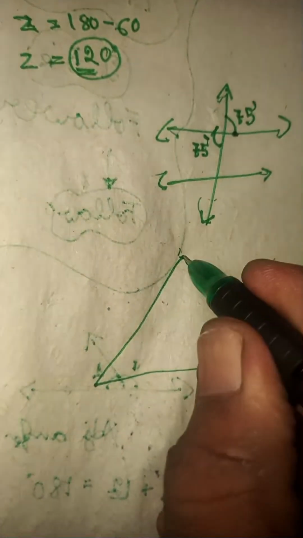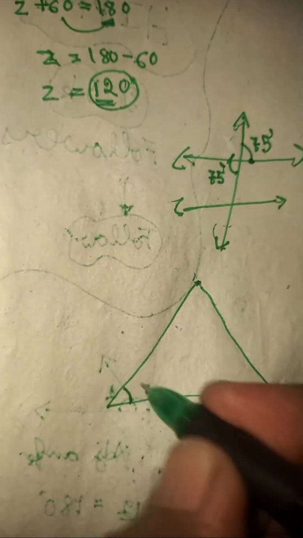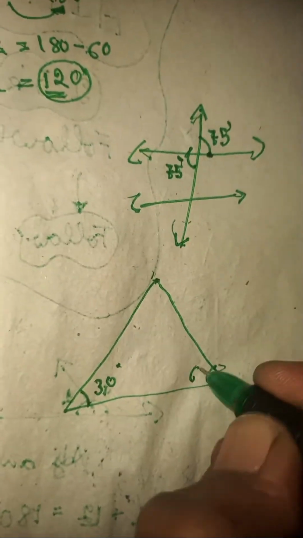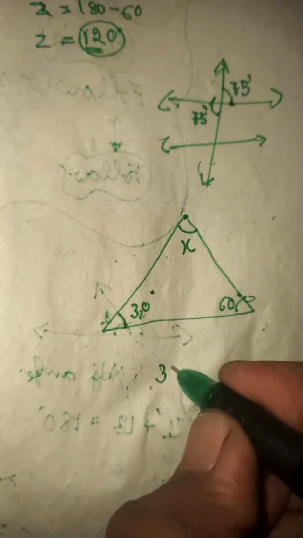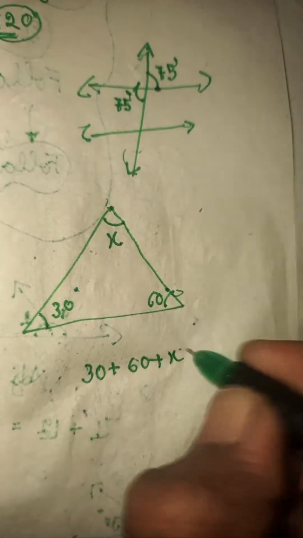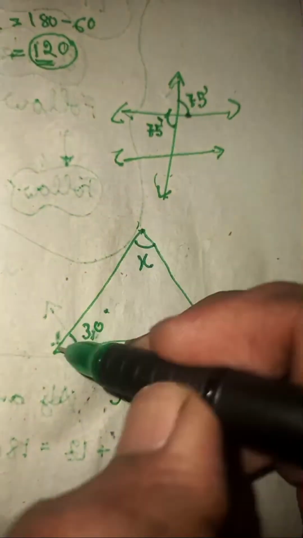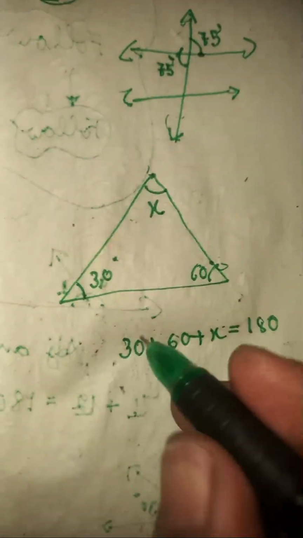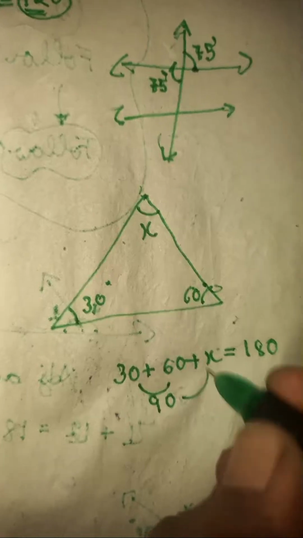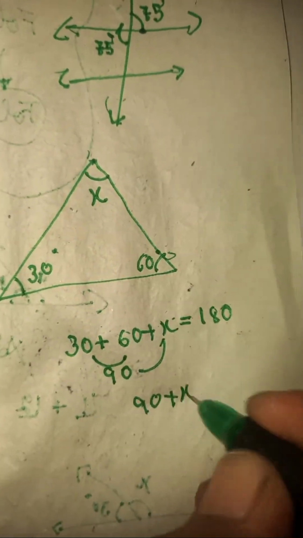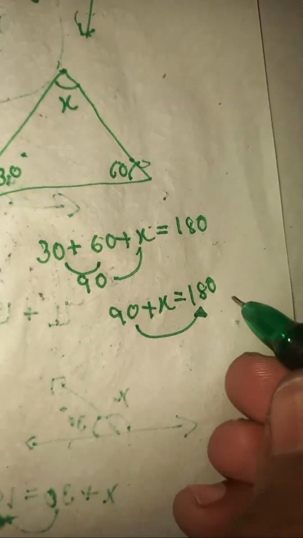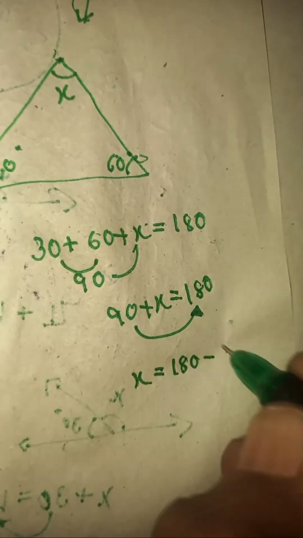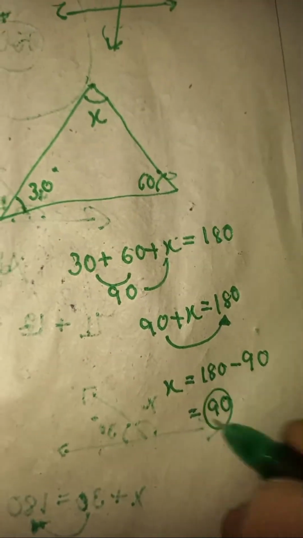But let's do some more problems on triangles. In this triangle they have given that this angle is 30 degrees and this angle is 60 degrees. What's the value of x? You can find it out easily. Sum all three: 30 plus 60 plus x equals 180 degrees, because the sum of angles of a triangle is 180 degrees. 30 plus 60 is 90. 90 plus x equals 180 degrees, and sending that 90 to the other side it becomes minus 90. x equals 180 minus 90. 180 minus 90 is 90 degrees.